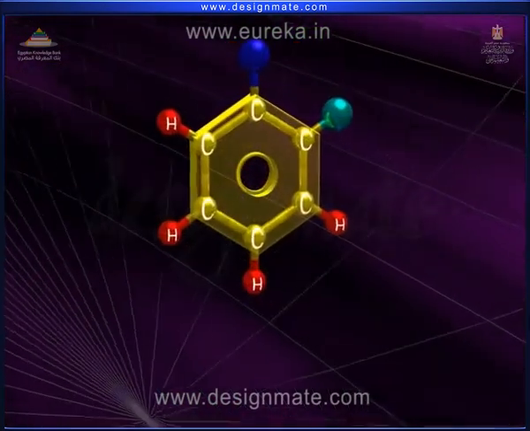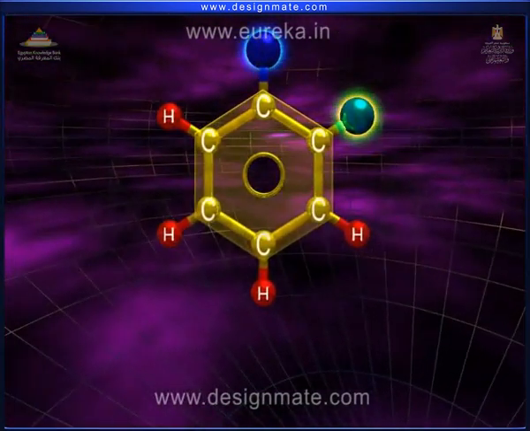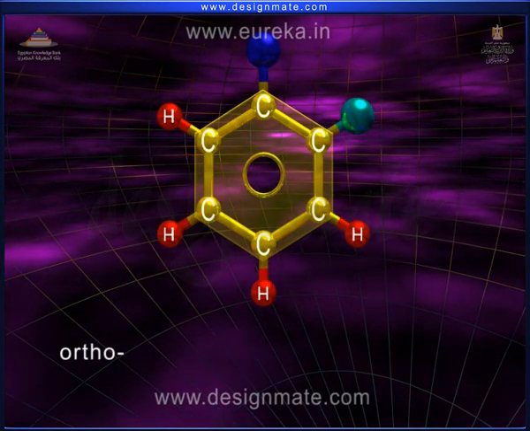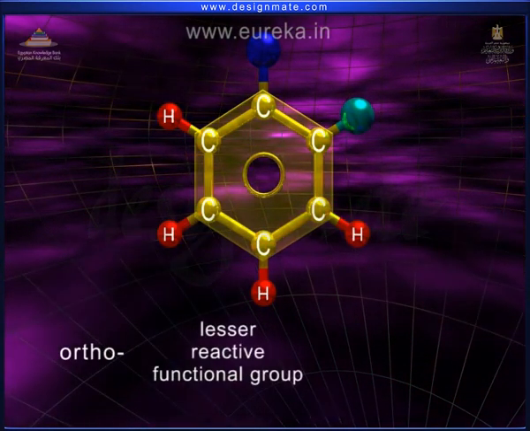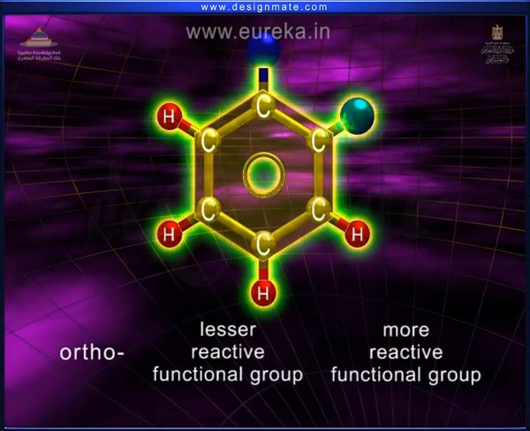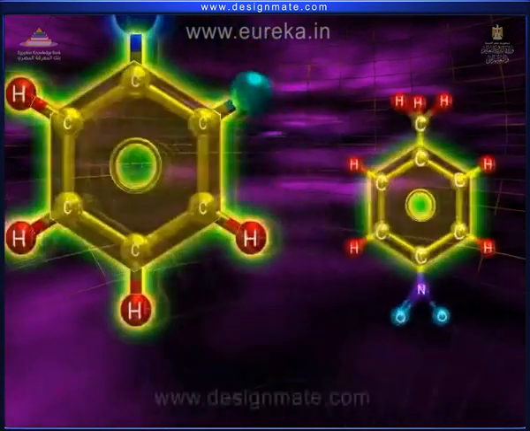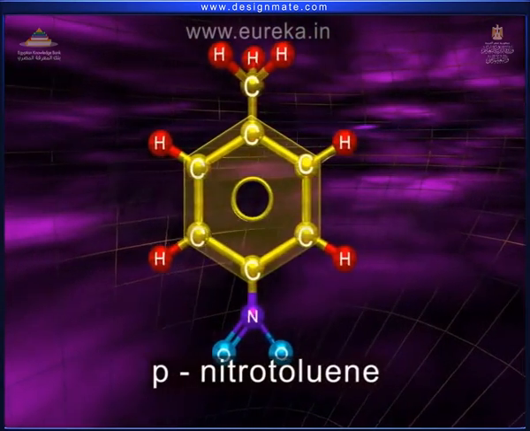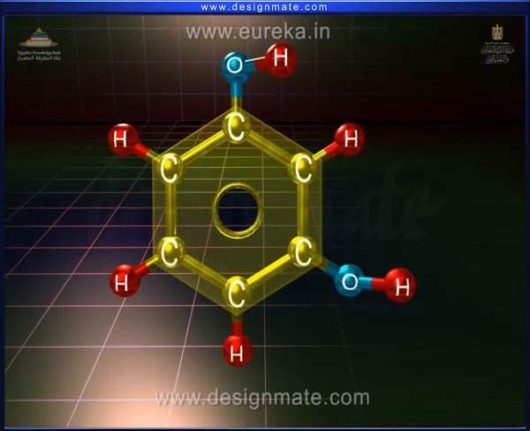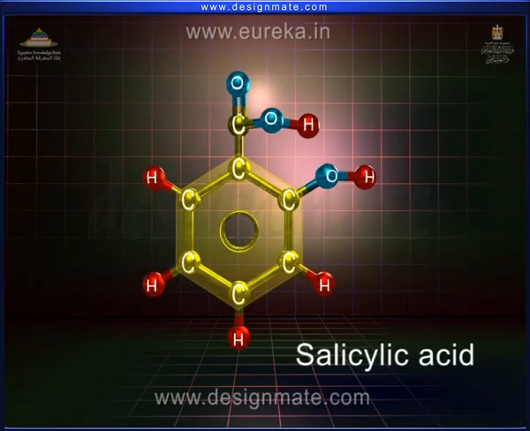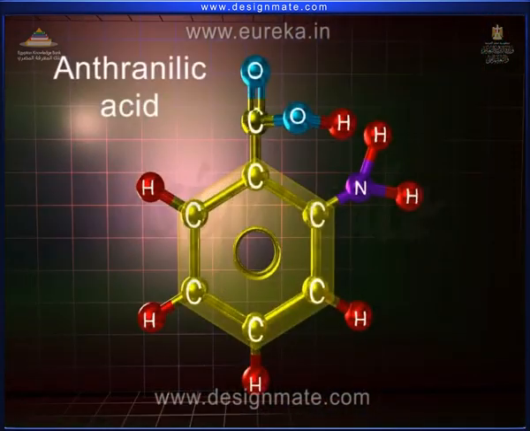In some disubstituted benzene derivatives, if both the functional groups are different, first the sign for the position of the functional group, then the name of the lesser reactive functional group, and finally the more reactive functional group containing the name of the monosubstituted derivative is added. For example, para-nitrotoluene, etc. Some disubstituted benzene derivatives are known by their common conventional names. For example, resorcinol, salicylic acid, anthranilic acid, etc.